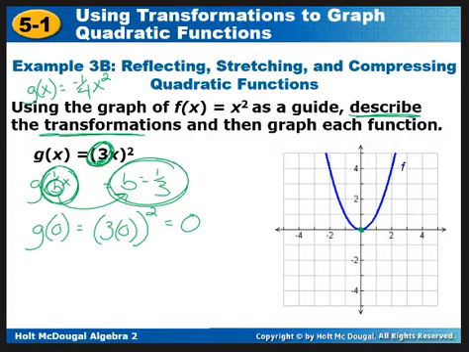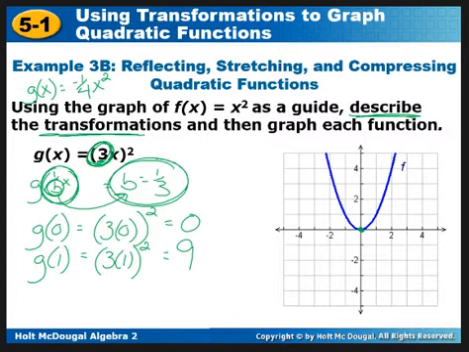Now the next one I'm going to pick 1. I'm going to try to keep my numbers a little bit smaller, because otherwise I'm going to run out of room on this one because of that 3 in there. But 3 times 1 squared. Well, 3 times 1 is 3. Square it, you get 9. So you can see here when I fill in 1, I get 9.